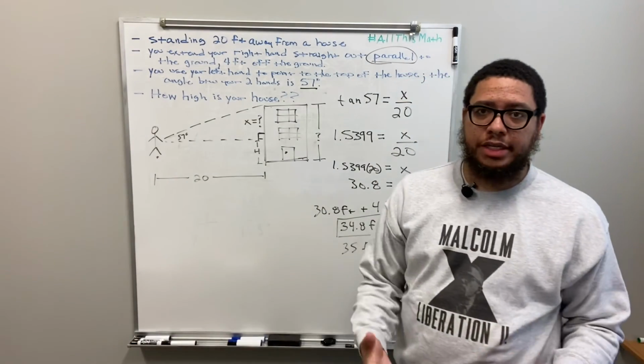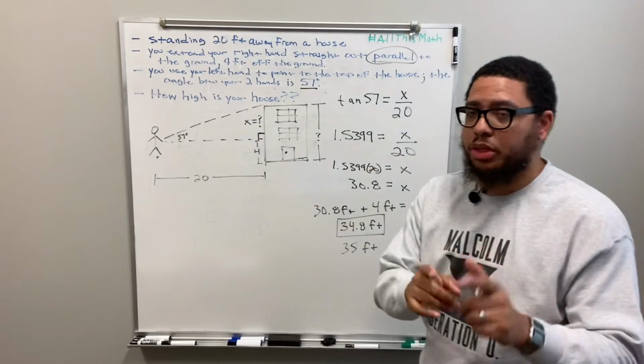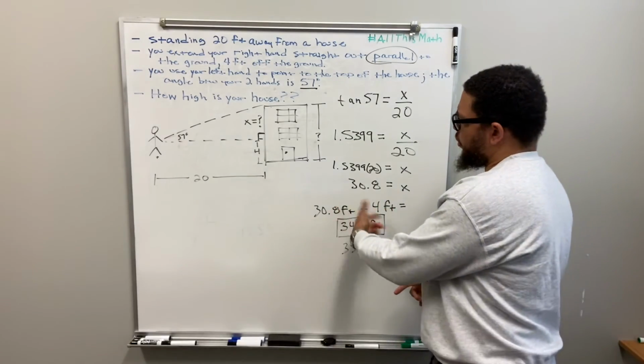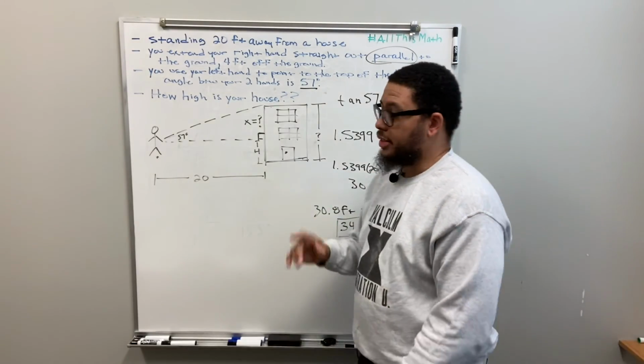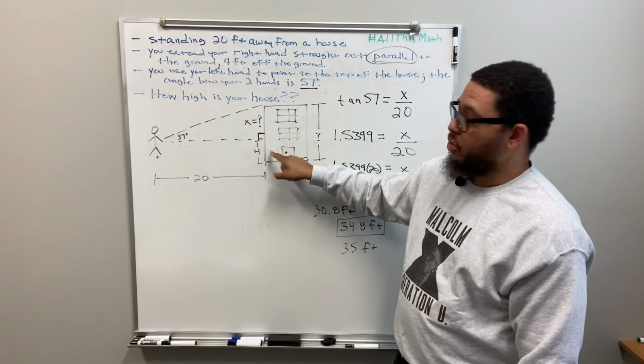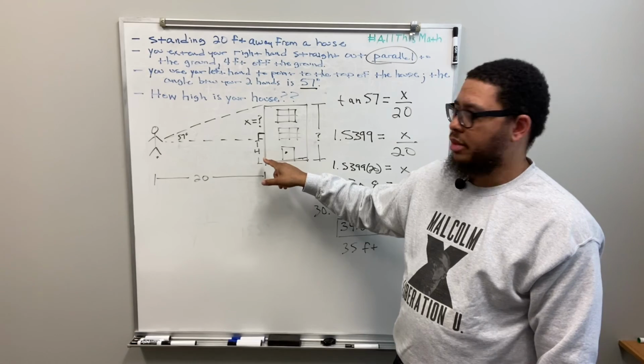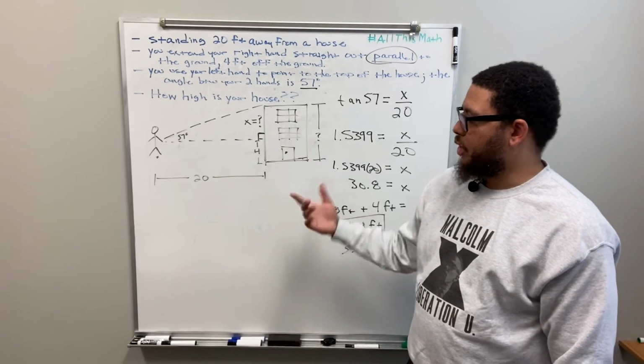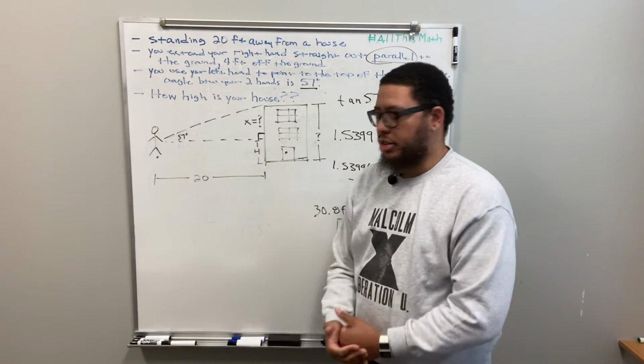But make sure your final answer makes sense because a lot of people will fall for the okie doke. What they'll do is they say, oh, the answer is 30.8. That's it. I'm done. Nah, it's not 30.8 because remember about this 4 feet right here. You got to add this 4 feet in. Okay, so you do the 30.8 plus the 4, you get 34.8, and you can round that to 35.